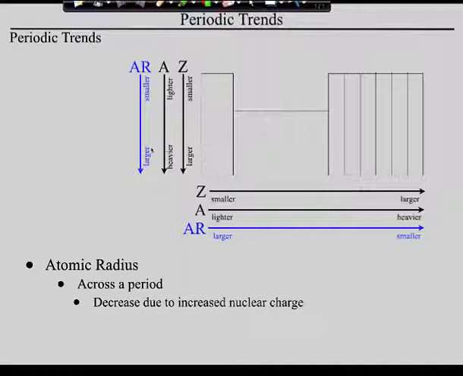You ready? Where are the smallest elements on the periodic table? By size, where are they? They are top right. These dudes. These are the smallest elements on the periodic table. Not necessarily the lightest, but they're the smallest. Now, where are the big elements on the periodic table? Bottom left, okay? You okay with the trends?